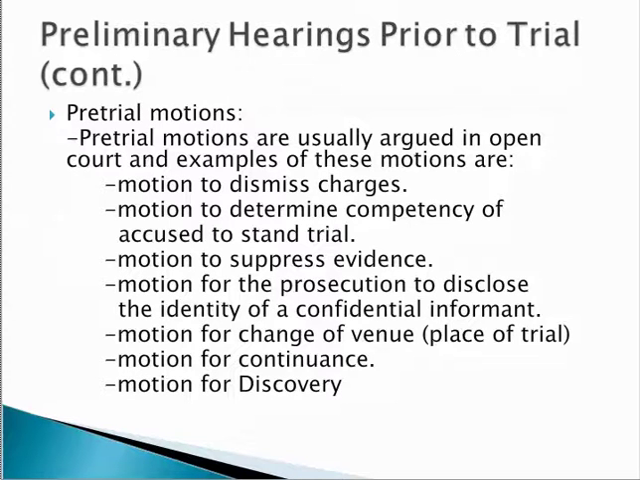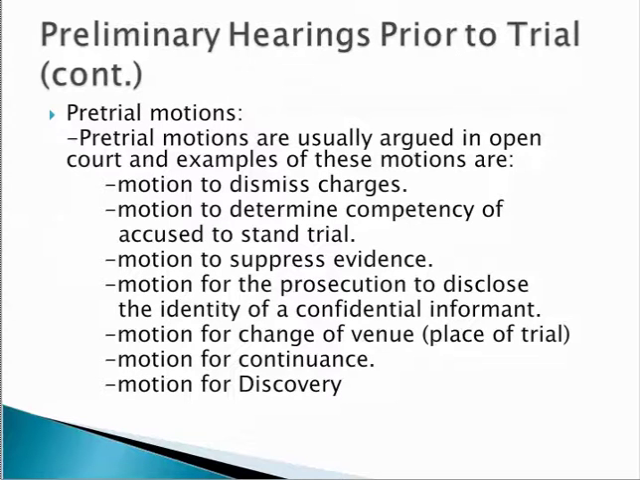The defense may also make a motion for the prosecution to disclose the identity of a confidential informant. That happens a lot, especially in drug cases where a confidential informant provided information to police to make an arrest on a drug dealer.